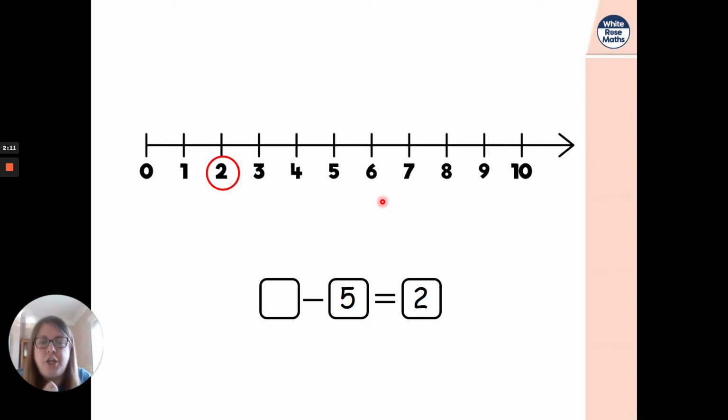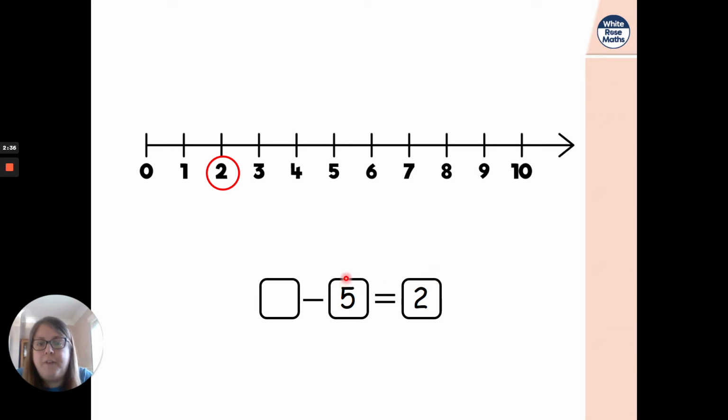We're going to start at 2. What do you think the next step might be? Pause the video and have a chat with your grown-up. If I've started at 2, what am I going to do to find out that first number? I've got to jump 5, haven't I? Because if we look back here, it tells us that we did 5 jumps from this number, which would give us 2. So I've started at 2.